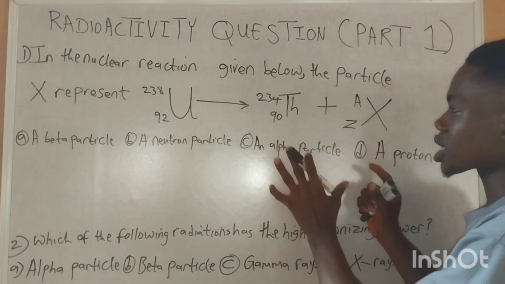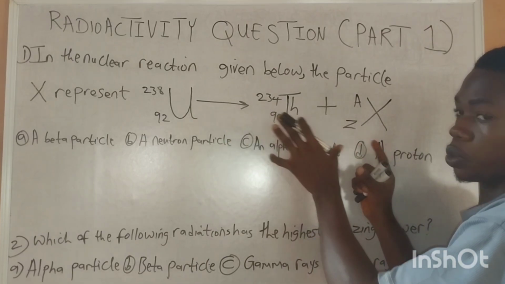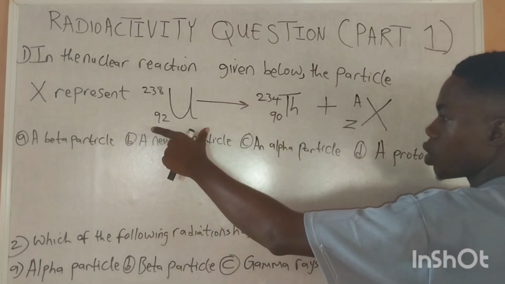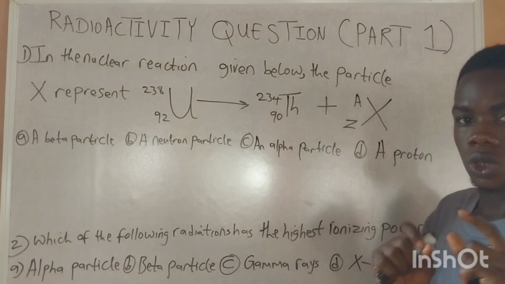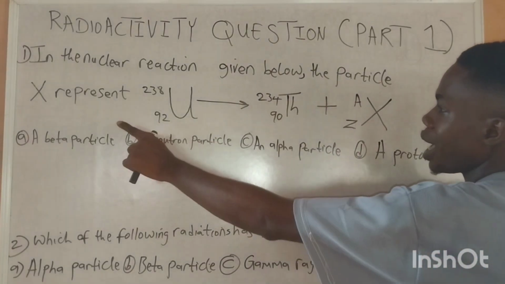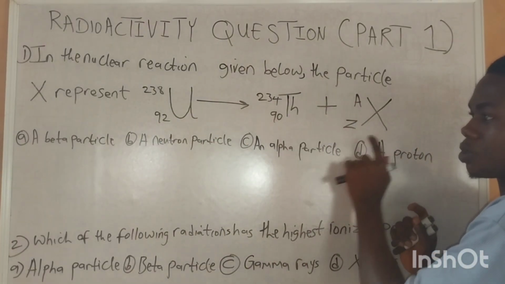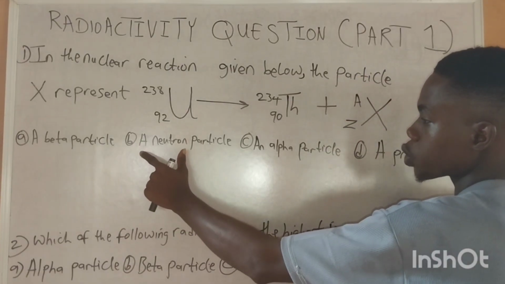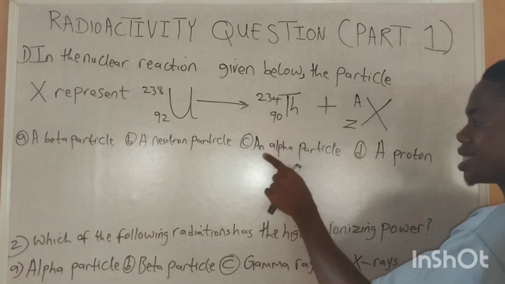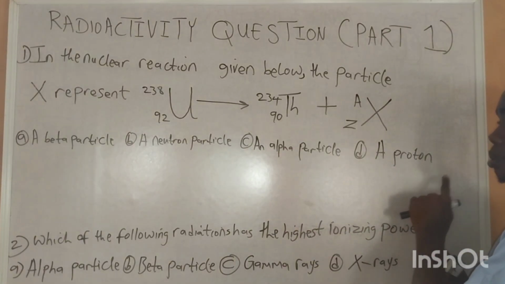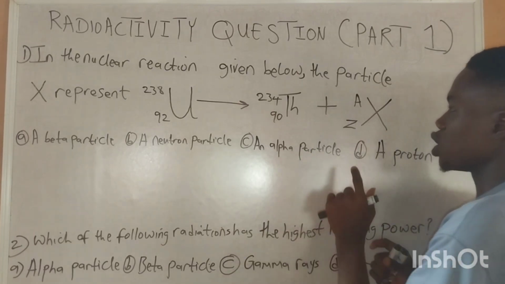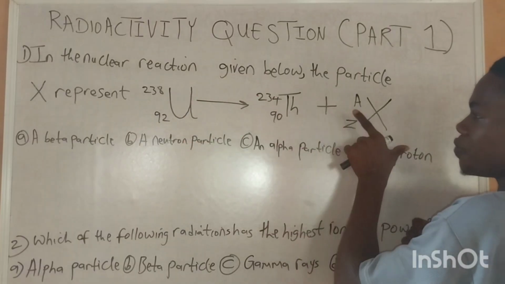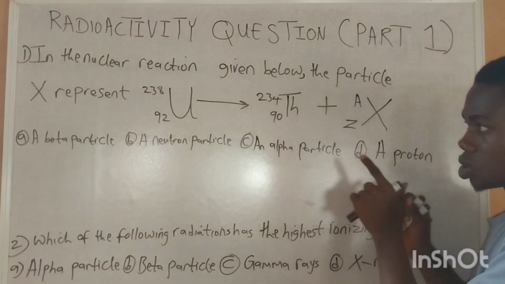In solving a nuclear equation like this, we solve for the mass number up first, then we solve for the atomic number down. The question says the particle S, which is this S, represents what? We don't know yet, because they gave us options. Option A is a beta particle, option B is a neutron particle, option C is an alpha particle, and option D is a proton. We don't know which one until we get our answer. As I said earlier, we solve for the mass number first, then the atomic number.